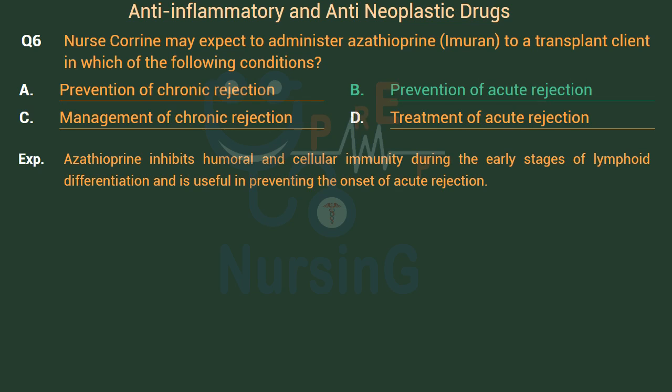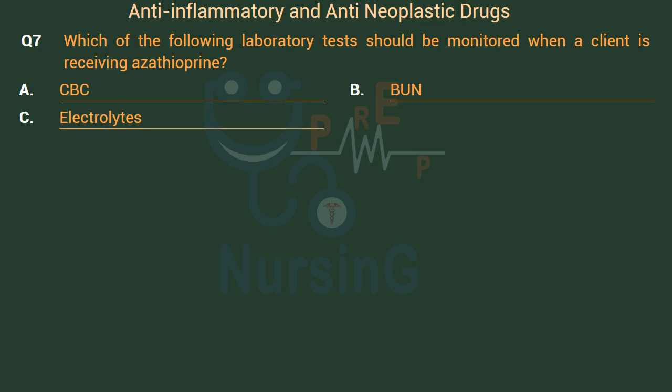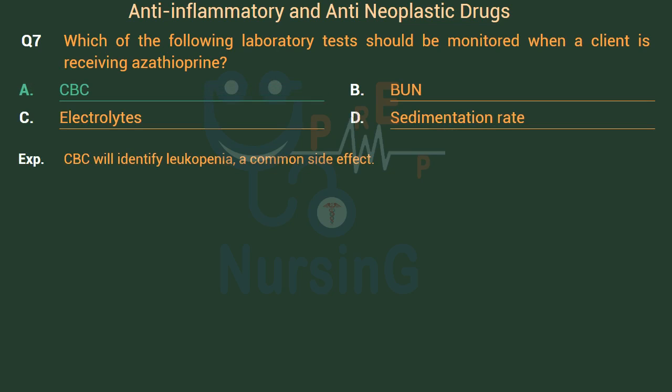of acute rejection. Which of the following laboratory tests should be monitored when a client is receiving azathioprine? Option A. CBC. Option B. BUN. Option C. Electrolytes. Option D. Sedimentation rate. Right answer is Option A. CBC. CBC will identify leukopenia, a common side effect.